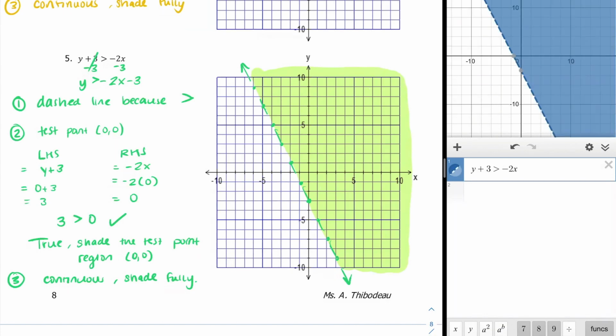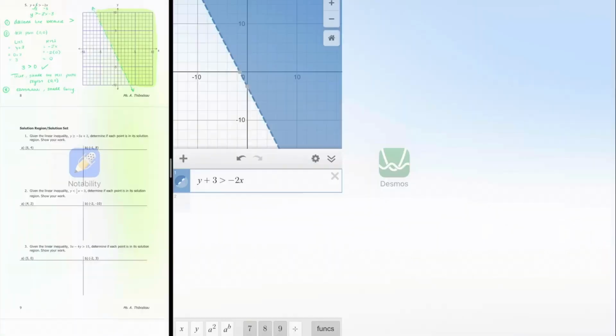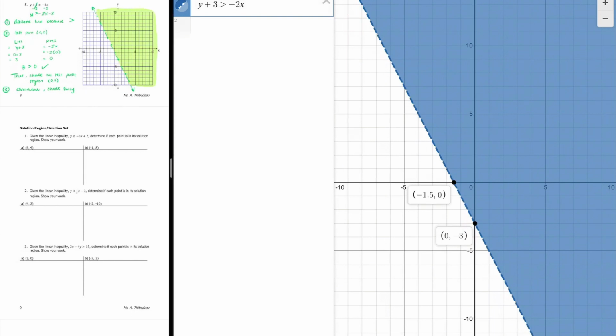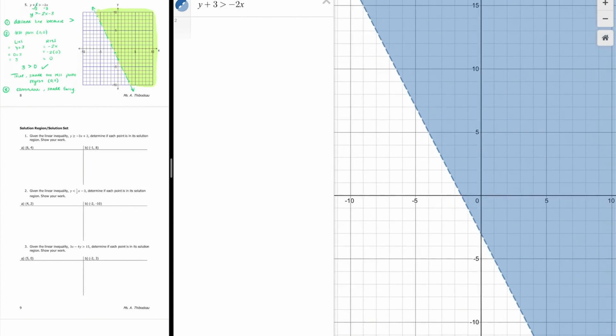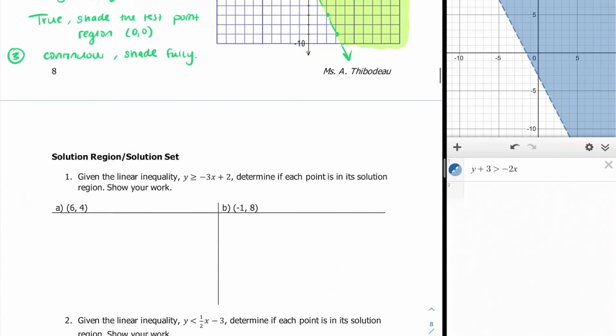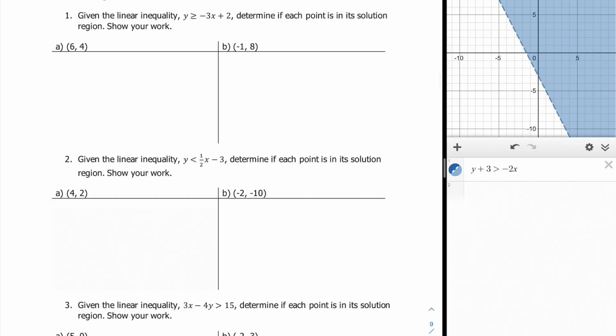So y plus 3 is greater than negative 2x. And I'll make that a little bit bigger for us to see. And here we have it. So we have negative 3 as our intercept there. Our intercept for x-axis is negative 1.5. And if we look at our graph, that's roughly where ours is. Our line here is dashed just as ours is. And we've shaded the top right portion just like we did. Whoop, whoop, life's good.